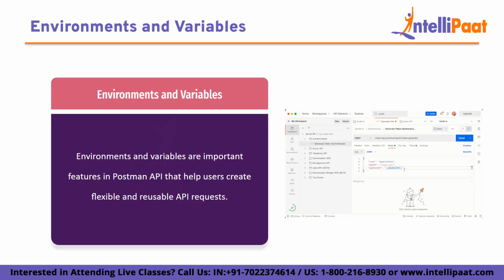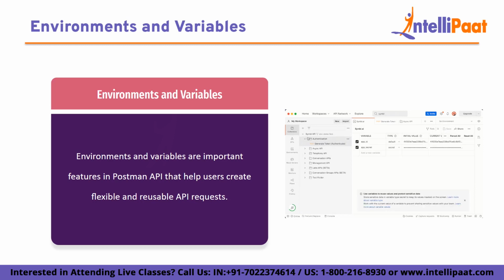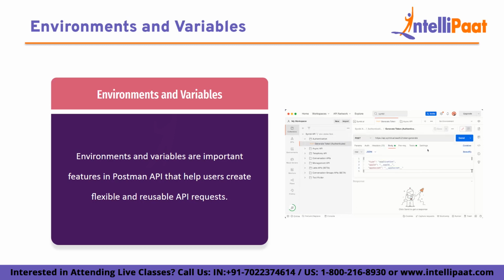Moving on to the next usage, environments and variables. Environments and variables are important features in Postman that help users create flexible and reusable API requests. Environments are collections of key value pairs that represent different environments such as development, testing, and production, whereas variables are placeholders for dynamic values that can be used in API requests and are resolved at runtime.